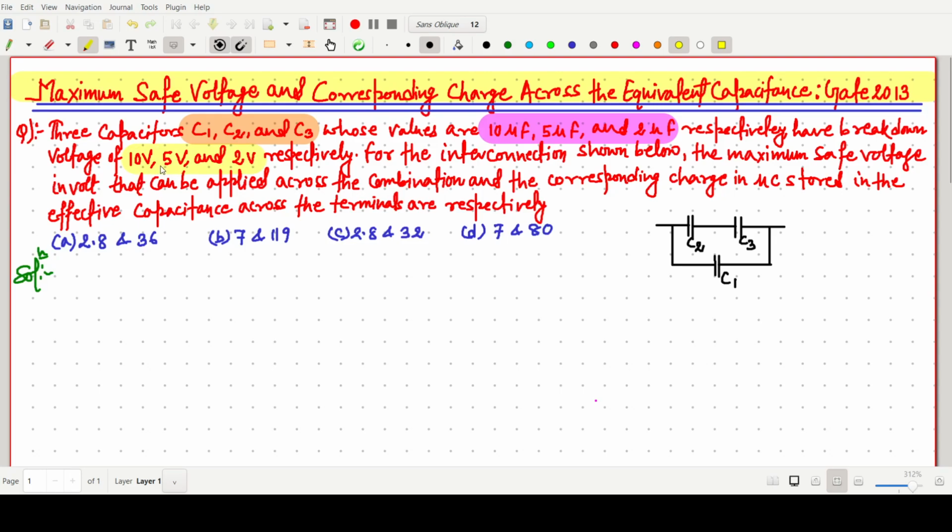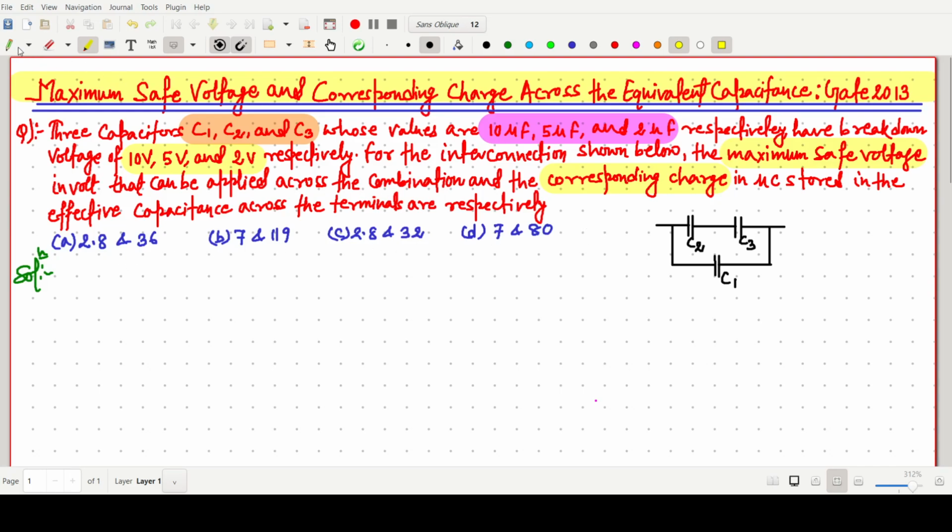So that is given as 10 volt, 5 volt, 2 volt respectively for the interconnection shown below. So this one is the interconnection. We have to find the maximum safe voltage across the equivalent capacitor, and how much maximum charge can be stored in the effective capacitor. So we have to find the maximum safe voltage in volt and the corresponding charge. These are the options.